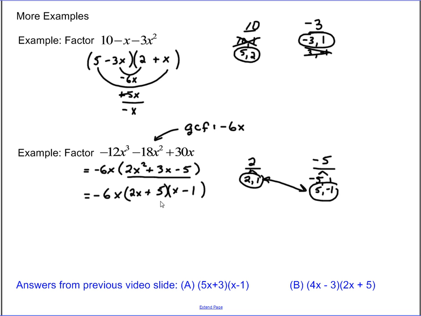It looks like plus 5 and negative 1. Does that work? Well, again, check the middle terms. Plus 5x for this middle term, minus 2x for those inner terms. Add those together, we get plus 3x, and that is our middle term right up there. So it looks like we're pretty good. And our factorization would be negative 6x times 2x plus 5 times x minus 1.